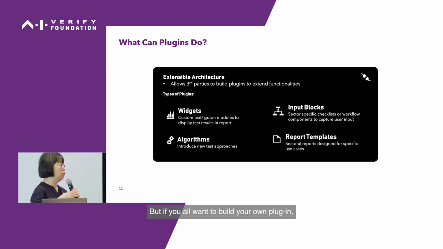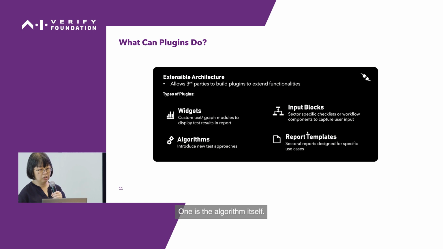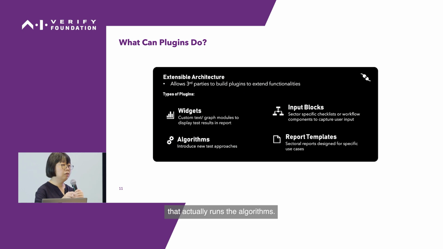But if you want to build your own plugin, this is one of the ways you can create, for example, your own algorithms or your own widgets for your reports and things like that. So for plugins, there are 4 different types. One is the algorithm itself. This is actually the Python libraries that run the algorithms, and then return the result.